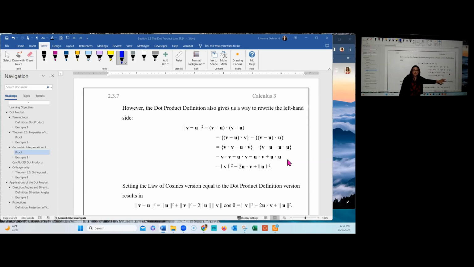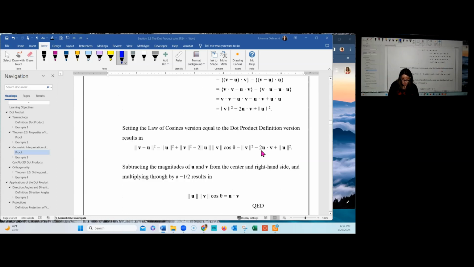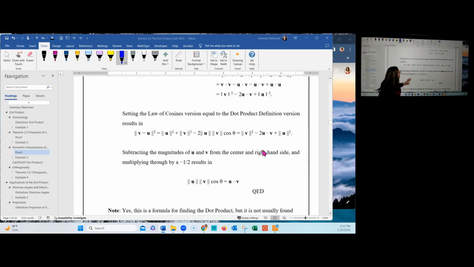So we have one definition of what the magnitude of v minus u squared is coming from the definition of dot product, and we have another definition coming from the law of cosines. We now set the two versions equal to each other. So this is coming from the law of cosines. This is coming from the definition of the dot product. So then we ignore this. They're both equivalent to that. And we go ahead and clean it up a little bit.